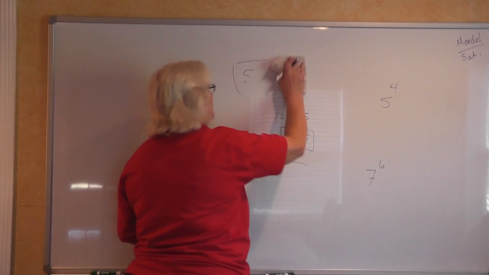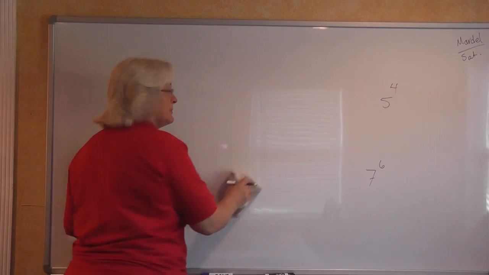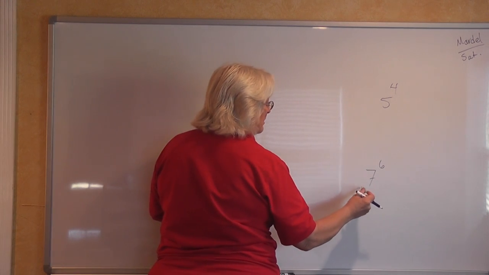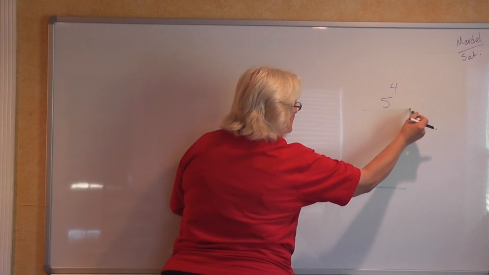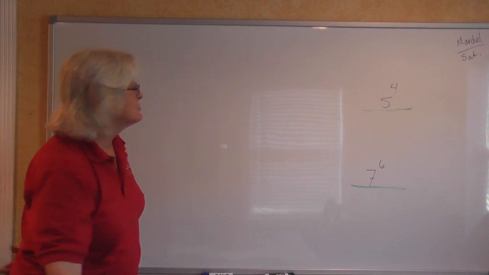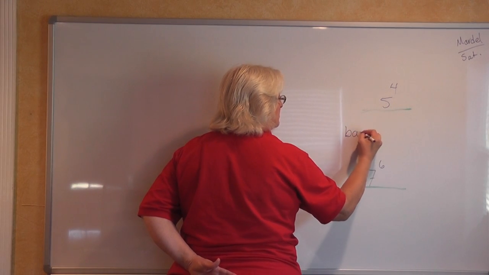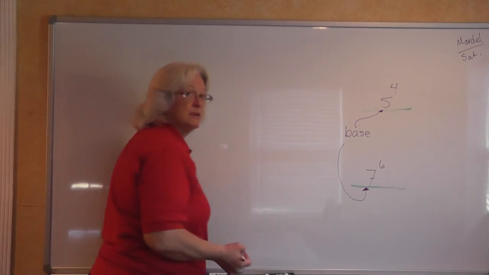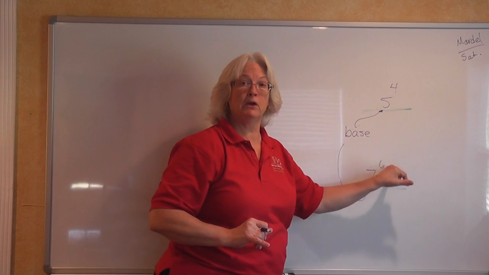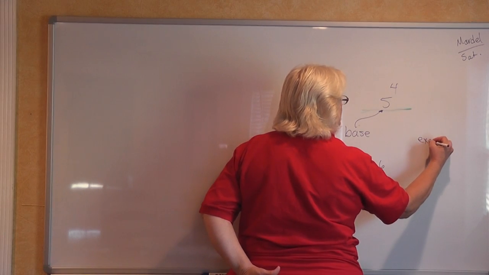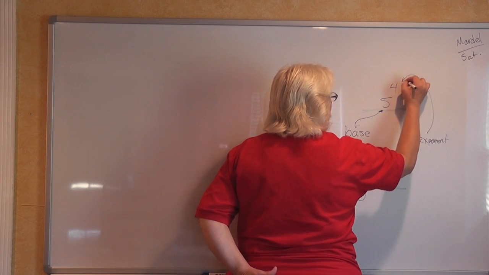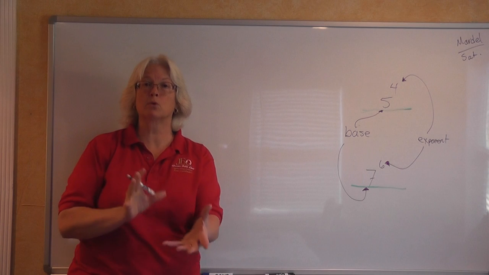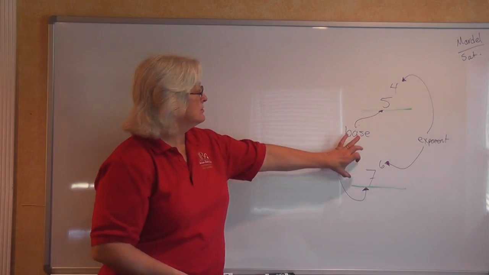Now, this is a review of pre-algebra, so we're not going to go hugely into depth, but I need some terminology here. This number right here at the bottom, sitting on the line, the number that sits on the line, the 5 and the 7, those are what we call bases. So the base is the 5, and the base is the 7. This little number that's raised up here to the side is what they call the exponent. So we have an exponent of 4, and we have an exponent of 6, and that's where we get the term exponential form, or exponential notation.